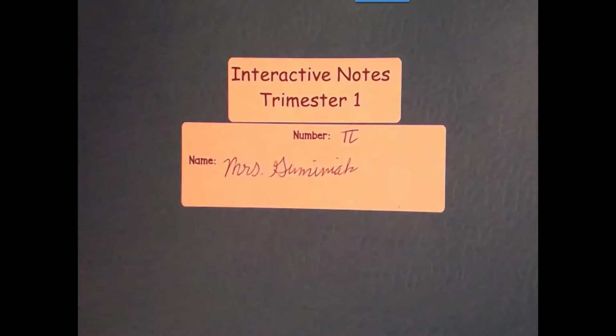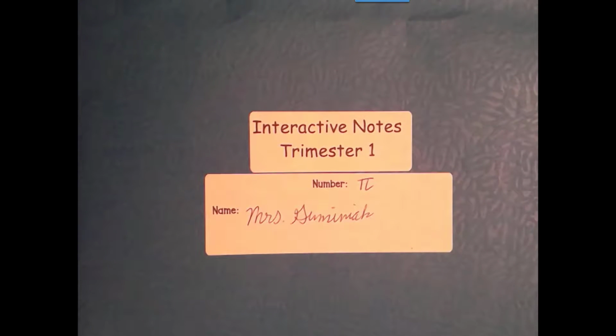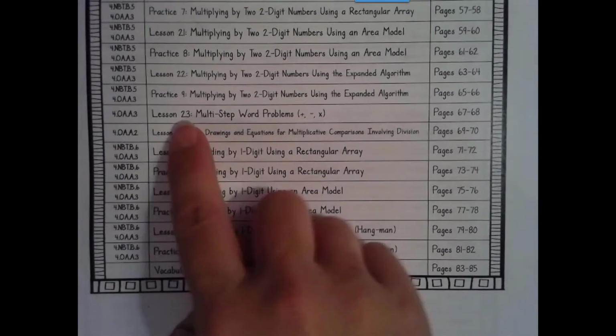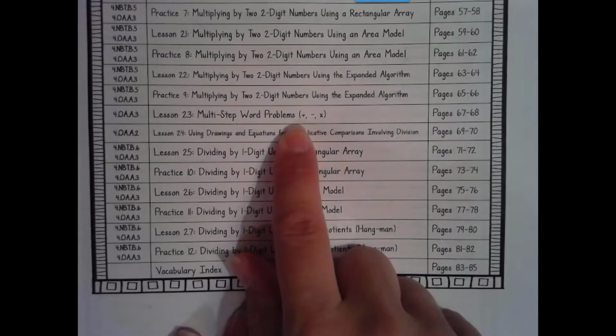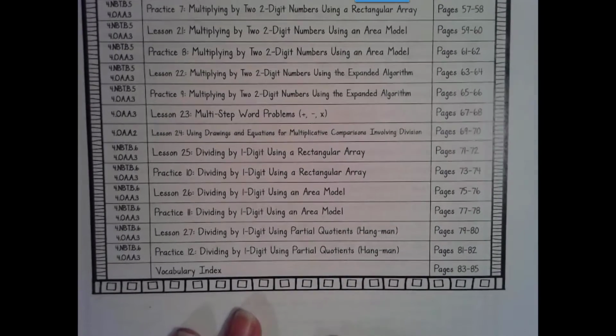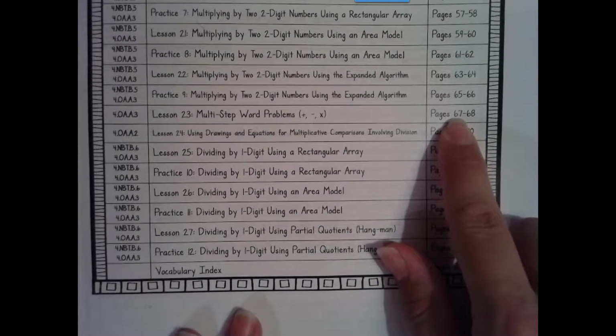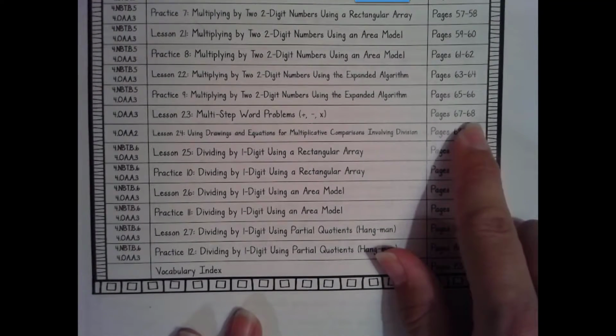Welcome to Lesson 23, Part 1 of our interactive notes. We're looking at multi-step word problems focusing on addition, subtraction, and multiplication. And those are going to be on pages 67 and 68.